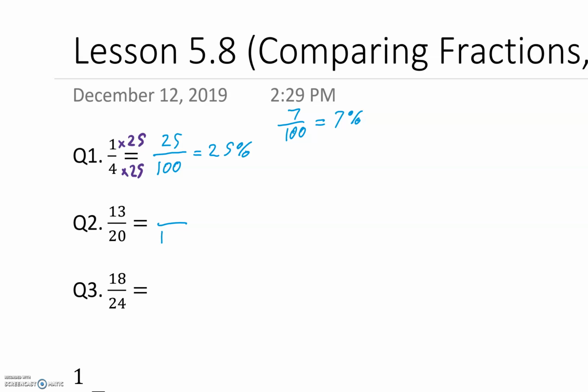Going through the same process again, what do you have to times by to get to 100? You have to times by 5, top and bottom. Here's a little hint: when I times any number by 5, I just take the number and halve it, which would be 6.5, and then you move the decimal over. So instead of 6.5, it's 65, which would be 65%.